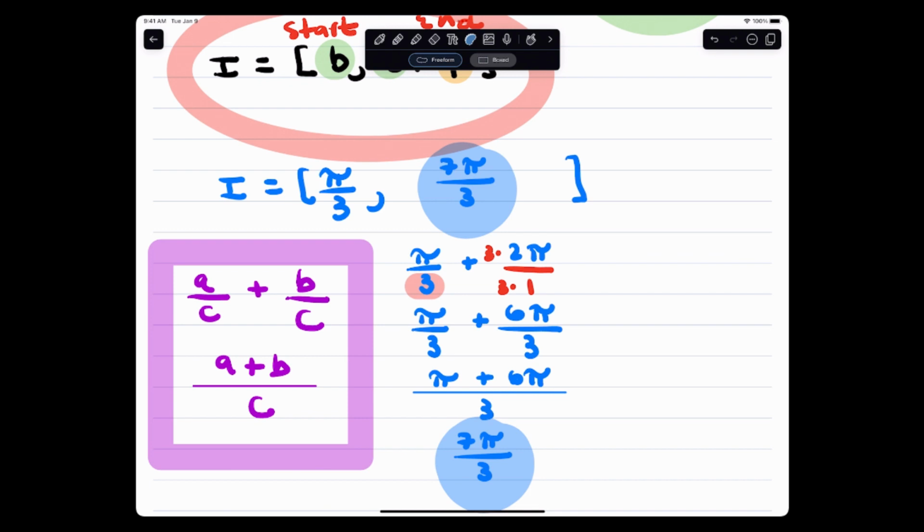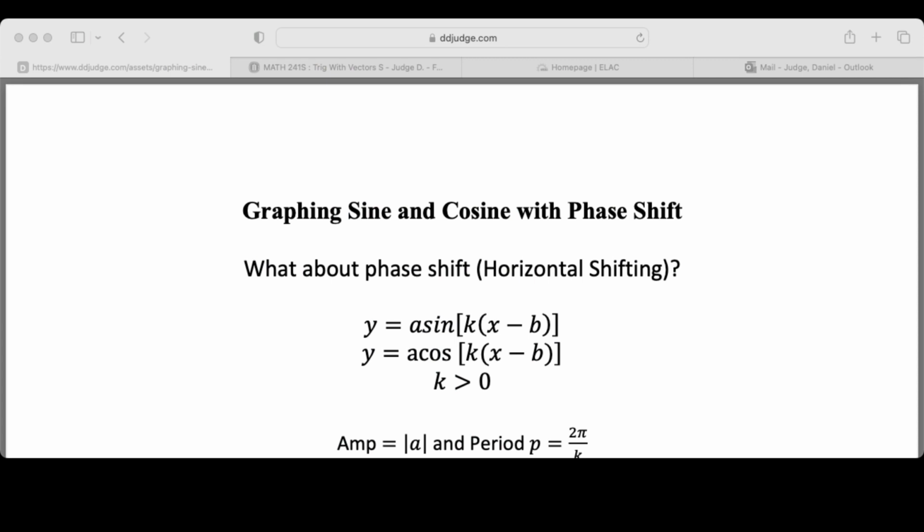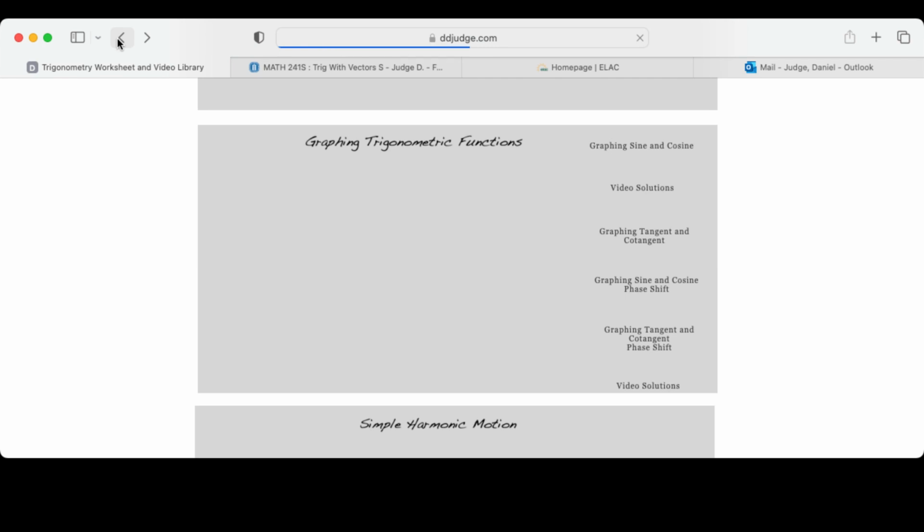It's arithmetic with fractions. Okay, do you guys remember that? I showed you guys that video yesterday. Okay, no, say go back, Mr. Judge. You go. How do I find arithmetic with fractions here?